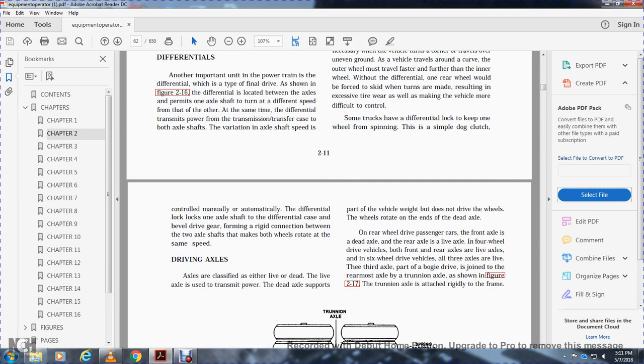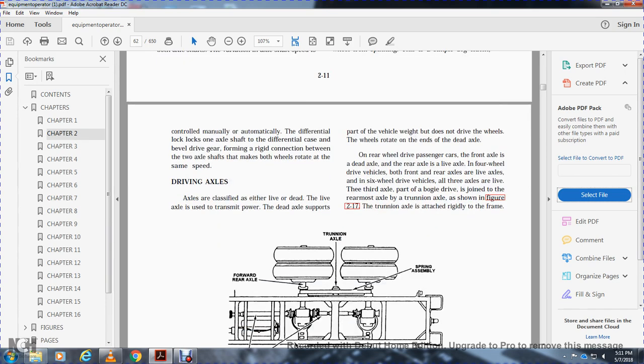Your driving axles are also classified either by live or dead. The live axle transmits power. The dead axle supports part of the vehicle weight that does not drive the wheel. The wheels rotate on the end of the dead axle. On the rear wheel drive passenger car, the front axle is the dead axle, the rear axle is the live axle, the drive vehicle.